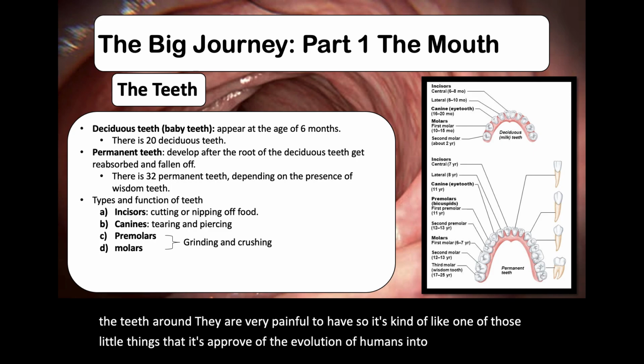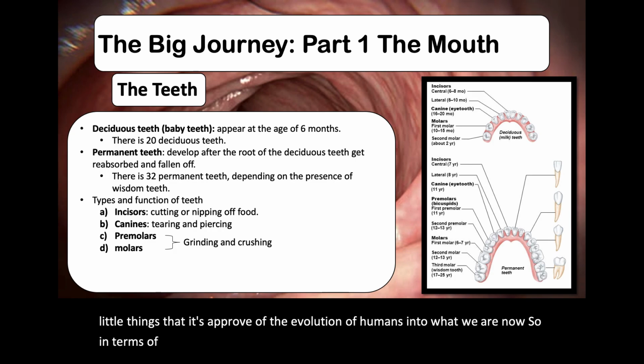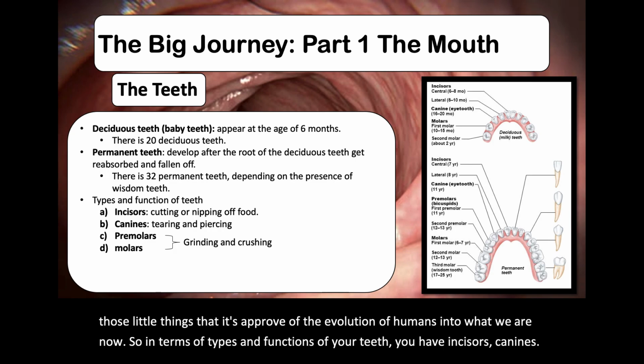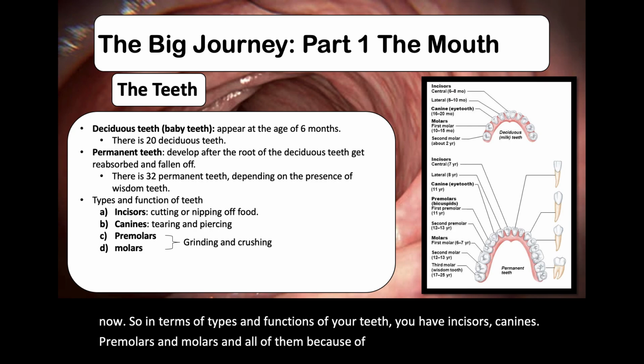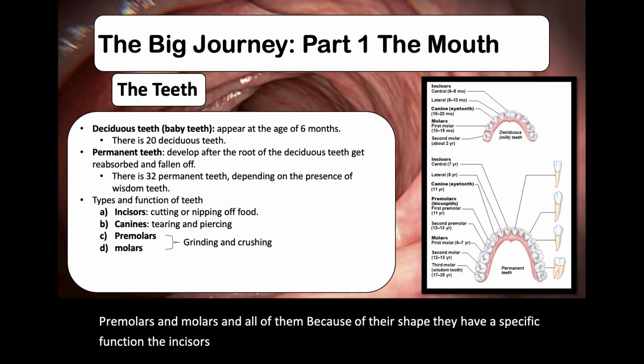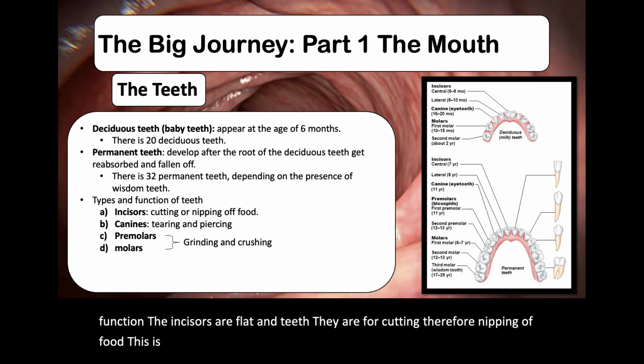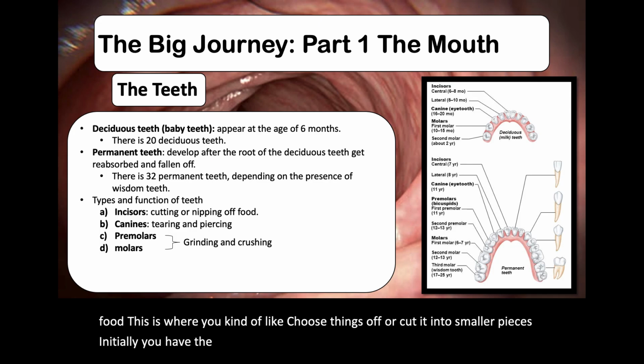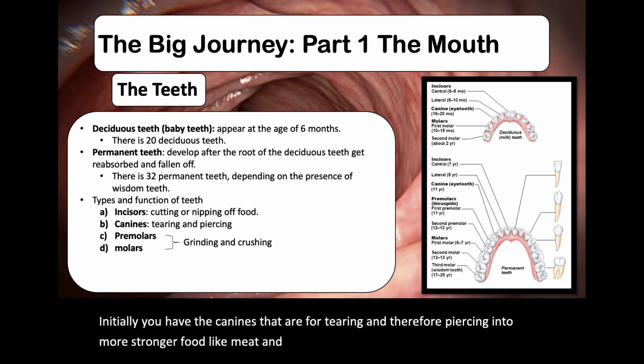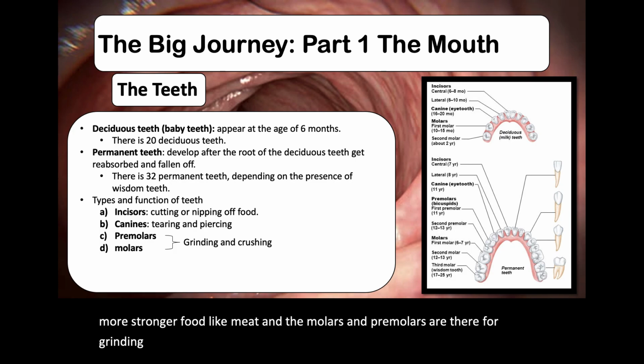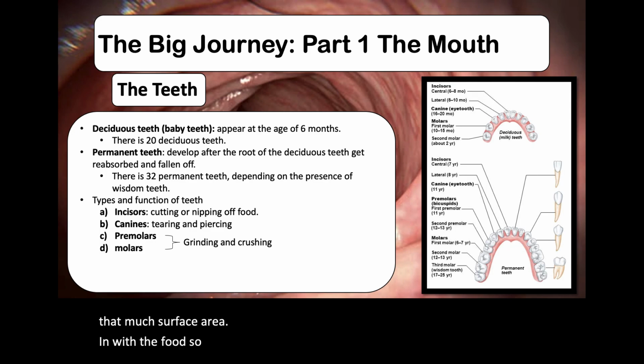So in terms of types and functions of your teeth, you have incisors, canines, premolars, and molars, and all of them, because of their shape, have a specific function. The incisors are flattened teeth. They are for cutting, for nipping off food. This is where you chew things off or cut them into smaller pieces initially. You have the canines that are for tearing, and they are for piercing into stronger food like meat. And the molars and the premolars are there for grinding and crushing the food, to increase the surface area so that the enzymes can work with it a lot better.